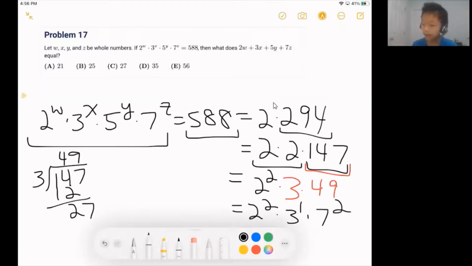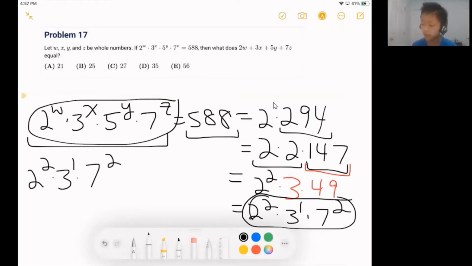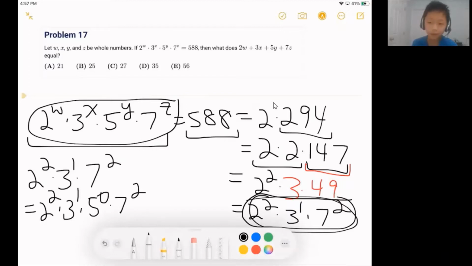And now that we look at this, we're happy because the thing on the left side is pretty similar to the thing on the right side. So we can determine what the values of w, x, y, and z are now. We have 2 to the power of 2 times 3 to the power of 1 times 7 to the power of 2, which is this expression right there. But we notice there's no 5 anywhere. That can be easily fixed because you can just write this as 2 to the 2 times 3 to the 1 times 5 to the 0 times 7 to the 2. 5 to the 0 is just 1, so you're just multiplying by 1.